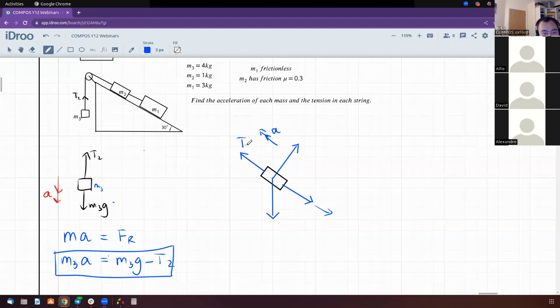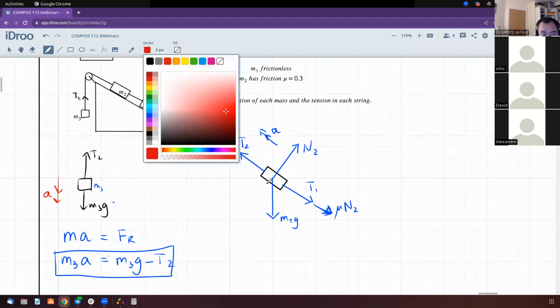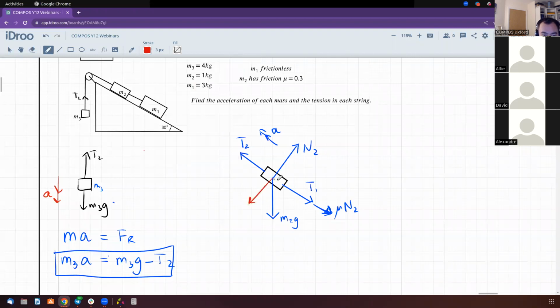So label the forces. That's T2, that's T1. This is N, well, N2. This is M2G. And then there is mu N2, because there's friction. And friction is equal to mu times N2. Good. So we split M2G into components. Now, if this angle is 30 degrees, this angle is 30 degrees as well.